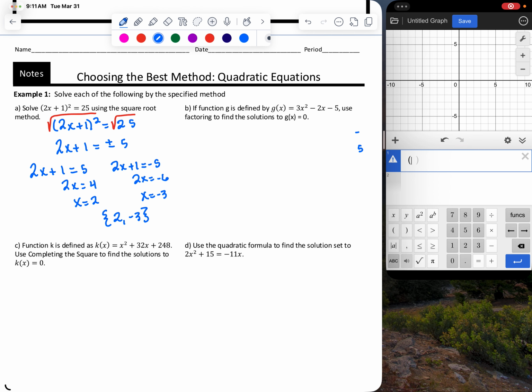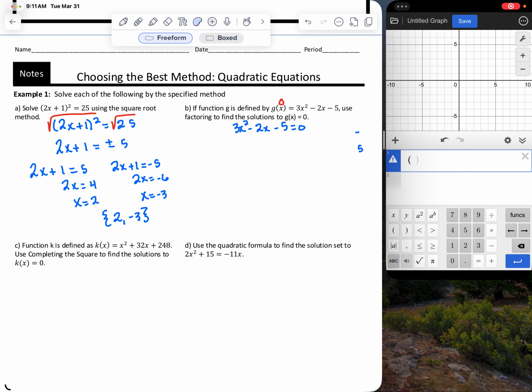All right, problem B. If function g is defined by g(x) = 3x² - 2x - 5, use factoring to find the solutions to g(x) = 0. So here's what this means. They want us to plug in a 0 for g(x). So our resulting equation is 3x² - 2x - 5 = 0.